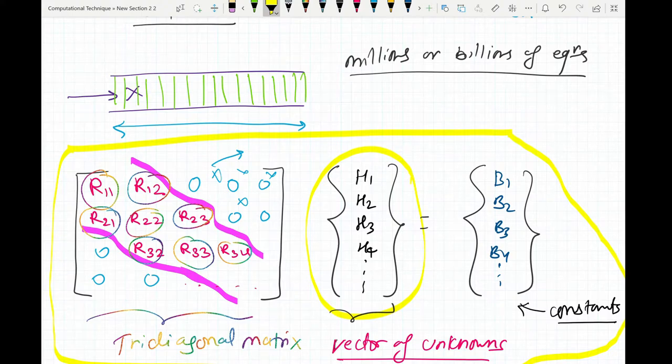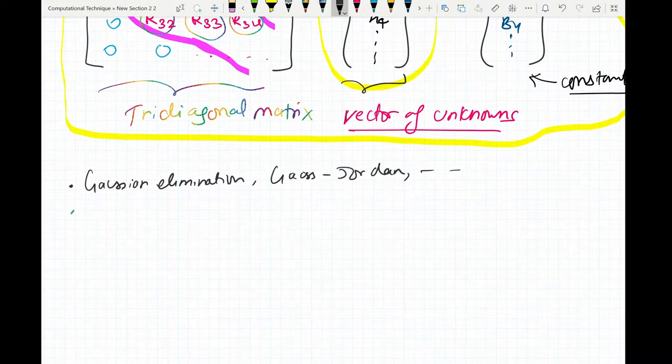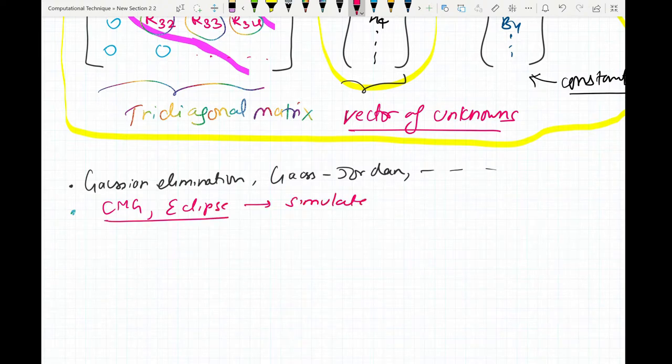Now, to solve this kind of system, we may either use our Gaussian elimination method in chapter 2, or we have the Gauss-Jordan method, or some other ways. The other way to solve this kind of problem, we can use some simulators or softwares which are similar to the ones that you often use in structure, such as SAP 2000, ETABS, ANSYS, or Abacus. Some of the popular ones: CMG and Eclipse, which are used to simulate the groundwater flow. Abacus can also be used to obtain the flow nets under the dam and so on.